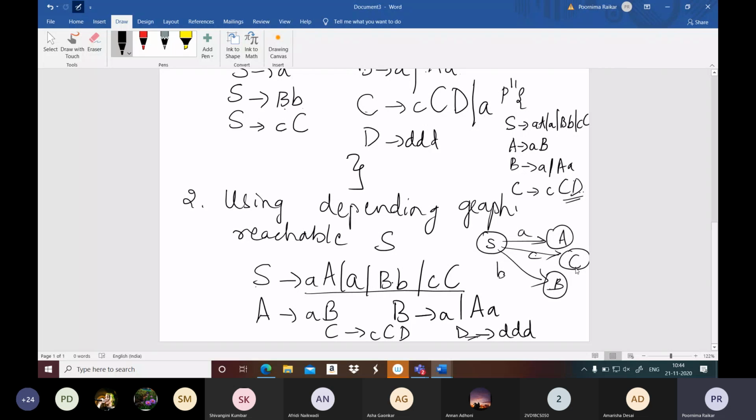C you can reach, but not with D. Understanding? So I have to eliminate this because S is not reachable to D, and in this C production you have CD. So I cannot take that. I have to keep only one production: C → A. So this is my production rule, what I get after eliminating the useless productions.